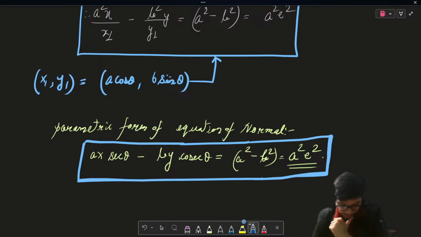Is this part clear to all of you? Do let me know if you have any questions.